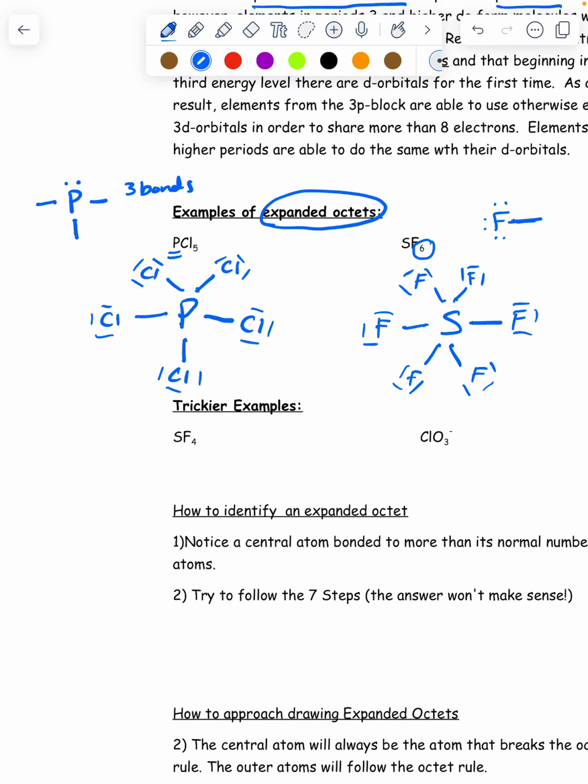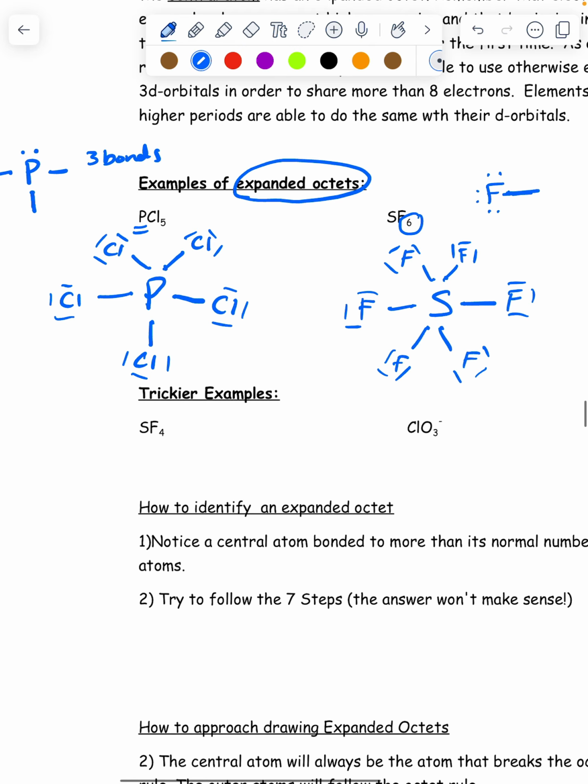So that's kind of it. That's how you draw these expanded octets. The tricky part is actually spotting that you have one, because they aren't all as obvious as the two I started with. So you start by spotting them.